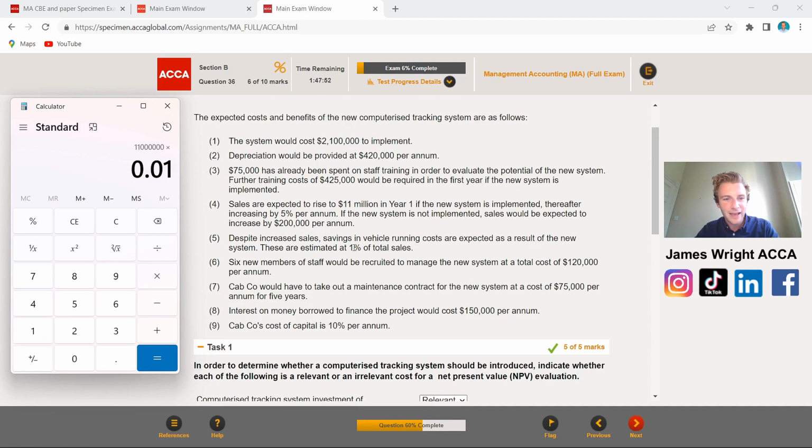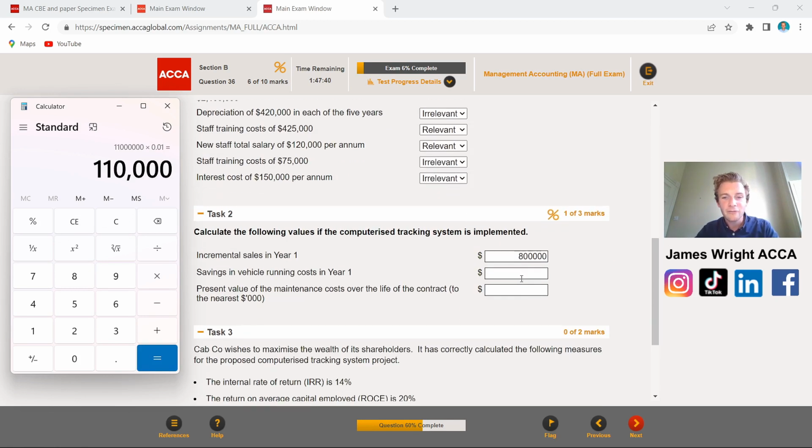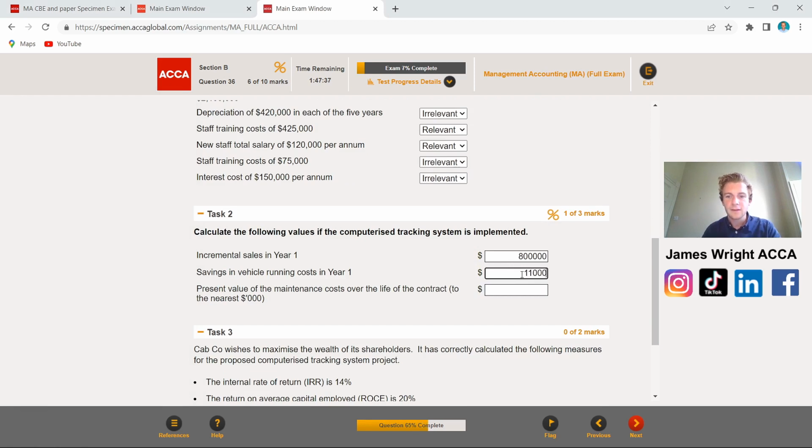So that is where you look in note 5. These savings of running costs are actually meant to be 1% of total sales. That tells us that the savings of those running costs for year one are going to be 110,000. So there you go, 110,000 for year one.